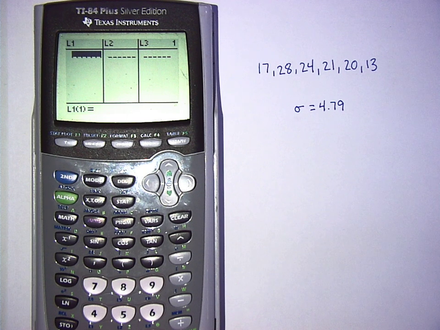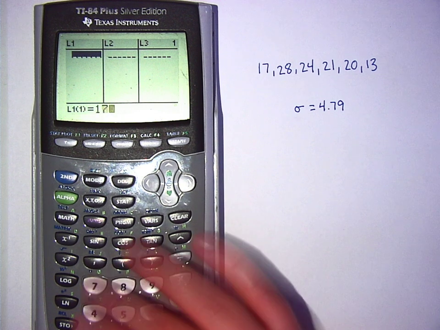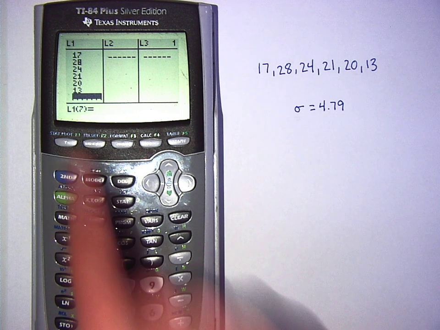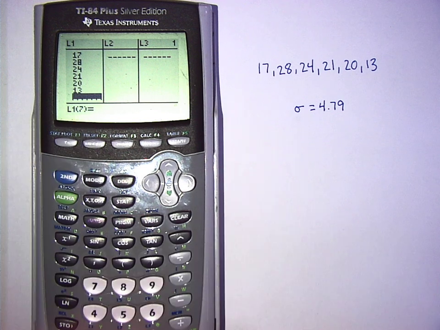Cool. All right, so under L1, we're going to type in these numbers right here: 17, enter, 28, enter, 24, 21, 20, and 13. If you did it right, your blank spot should be right here. This says L17. What do you think that means? The 7th spot on list 1.